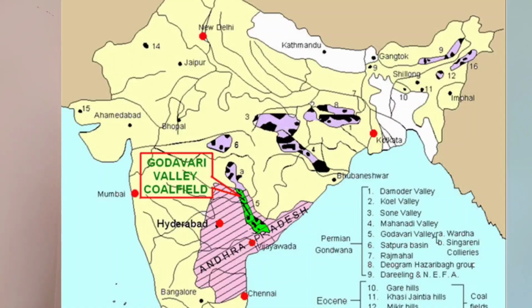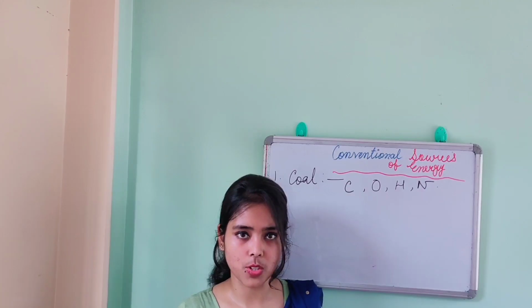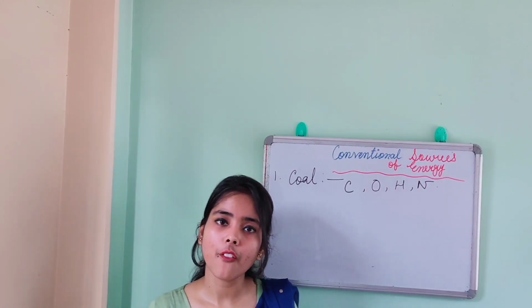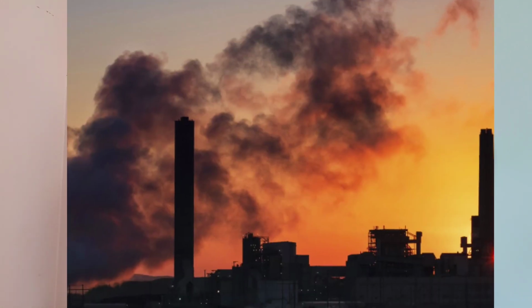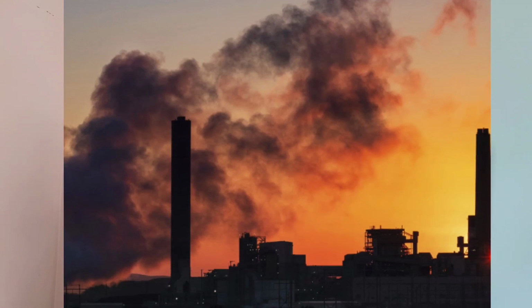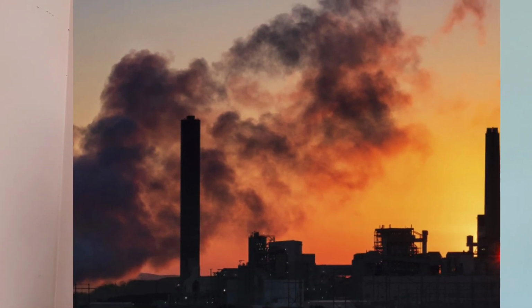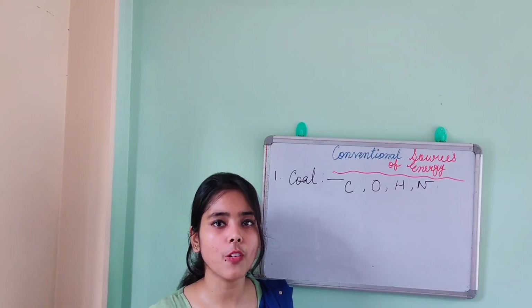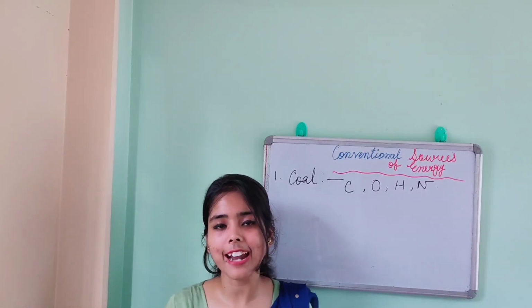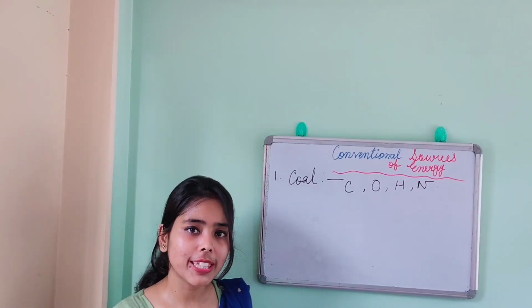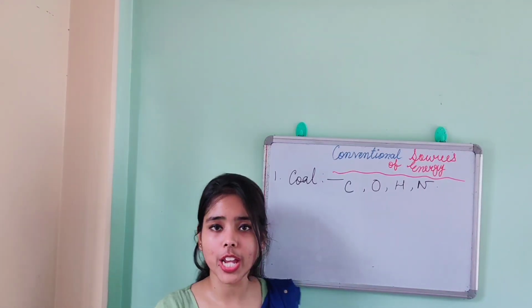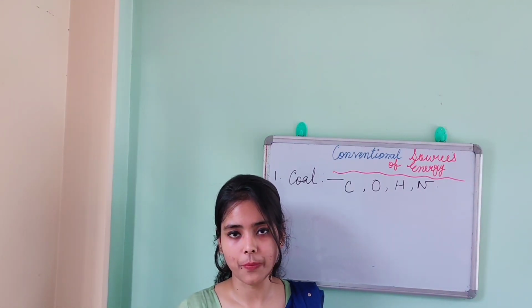Number 2, coal is not evenly distributed throughout our country or throughout the world. They are very scatteredly distributed. Number 3, due to the burning of coal, so many pollutants can be emitted in the atmosphere or in our environment. And number 4, the cost of production and transportation of coal is very high. So these are the general disadvantages of coal.